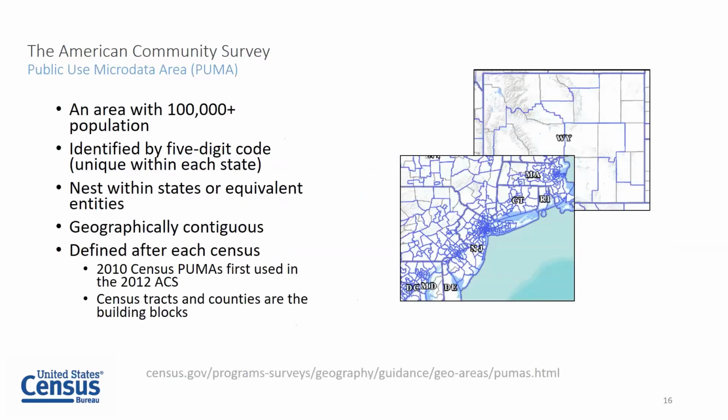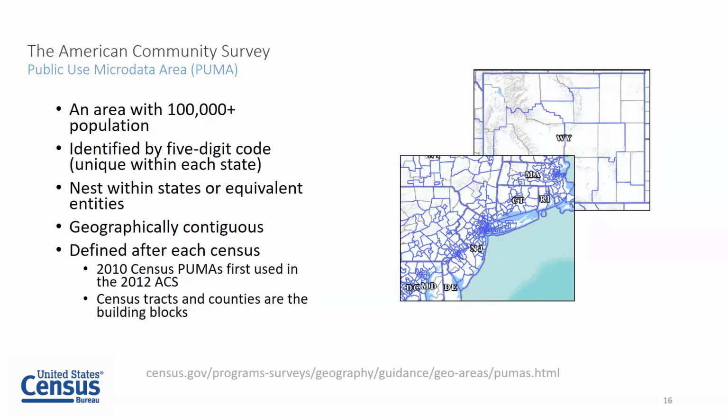PUMAs are areas with a population of at least 100,000, which is large enough to meet disclosure avoidance requirements. PUMAs are identified by 5-digit codes, which are unique within each state. These geographies are redefined after each decennial census and are defined by either the State Data Center or, in some cases, the Census Bureau's regional geography staff. For example, PUMAs redefined after the 2010 census were first used in the 2012 PUMS files.